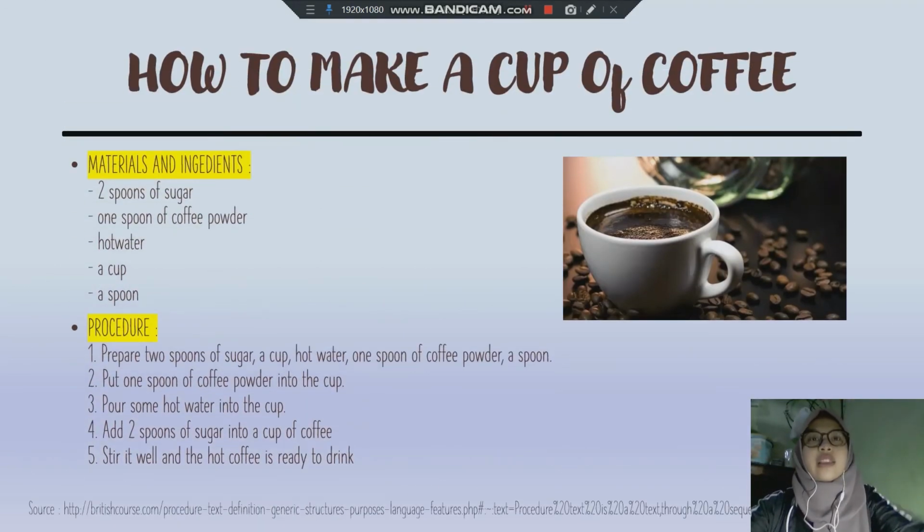This is an example of procedure text. How to make a cup of coffee. Material and ingredients. 2 spoons of sugar, 1 spoon of coffee powder, hot water, a cup, and a spoon. And procedure. First, prepare 2 spoons of sugar, a cup, hot water, 1 spoon of coffee powder, a spoon. 2. Put one spoon of coffee powder into the cup. 3. Pour some hot water into the cup. 4. Add 2 spoons of sugar into a cup of coffee. And 5. Stir it well and the hot coffee is ready to drink.